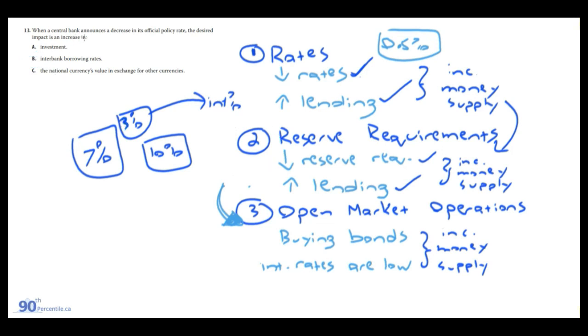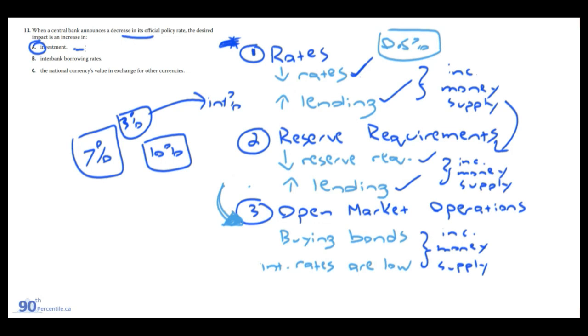So now coming back to the question, when a central bank announces a decrease in its official policy rate, so that's number 1 right here, the desired impact is an increase in investment. Well, this is going to be the answer, right? Because we're increasing lending for investment, so businesses can borrow at cheaper debt and increase investment in expansion or growing or whatever. We can go through the rest of the answers anyway.